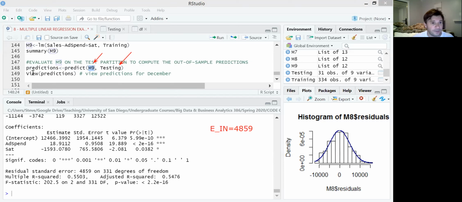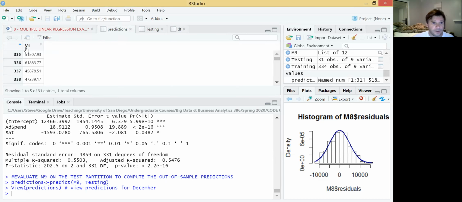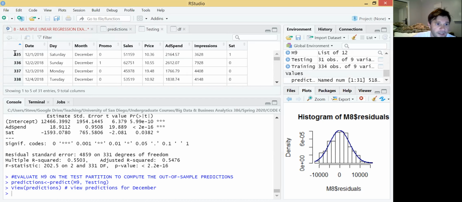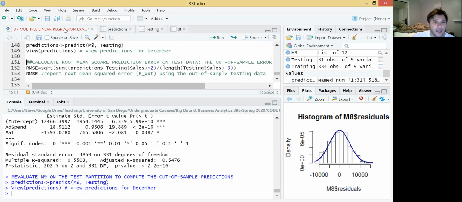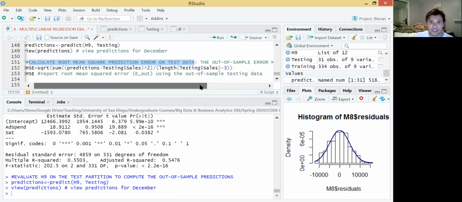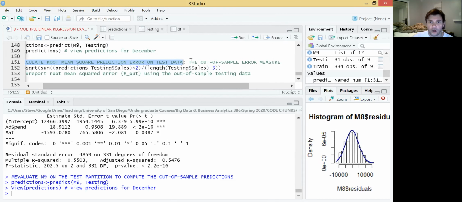And we can go ahead and view these predictions. So let's generate them, and then let's view them. Okay, so here is the prediction for December 1st. That was observation 335 in the testing data, right? So we now have an entire vector of our predictions from days 335 to 365. That is the month of December. And what we can do now is calculate the root mean square prediction error on the test data, which is really our measure of what we're calling E out, the out of sample error.